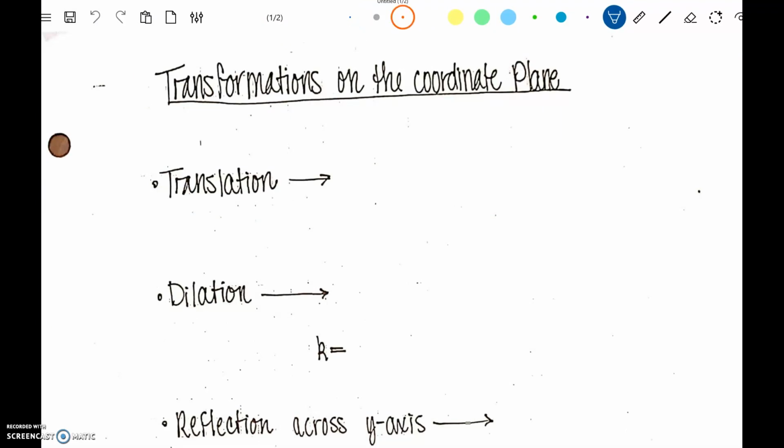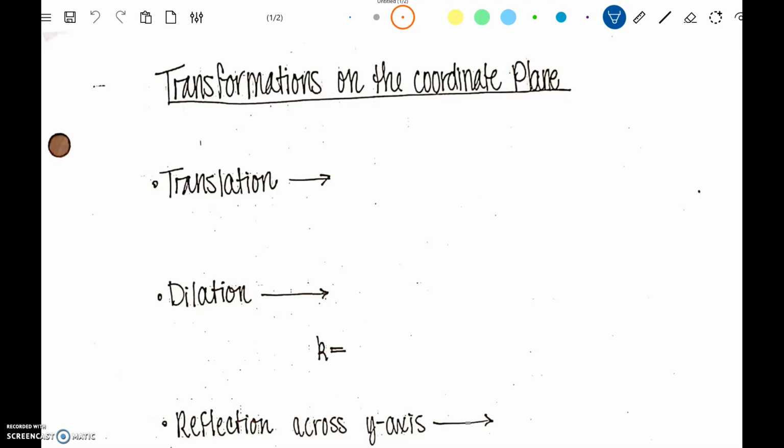Okay, so we're going to be talking about the first topic in Unit 6. We skipped Unit 5 because that's what the math department decided we should do. So we're talking about transformations again, but this time on the coordinate plane. All of Unit 6 is talking about the coordinate plane, which deals with the x and y axis.